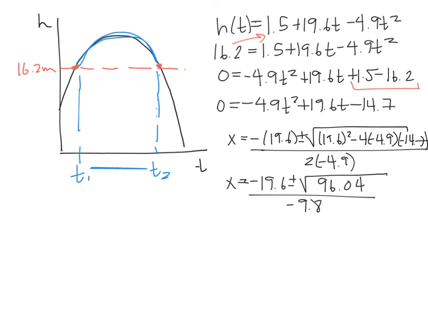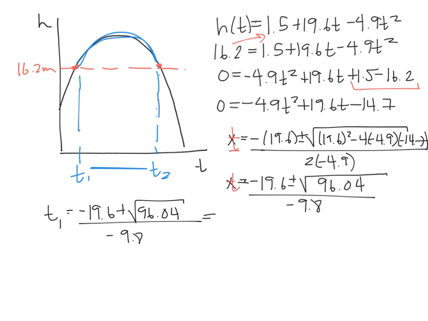So we have two solutions. We should have two positive solutions because taking a look at our picture here, we should have a positive t1 as well as a positive t2. So again, I made the same mistake that I made last time, which is that we don't have an x value, we have a t value. So I'm going to write t over this. So let's solve for our first t value. Our first t value is going to be negative 19.6 plus the square root of 96.04 all over negative 9.8.